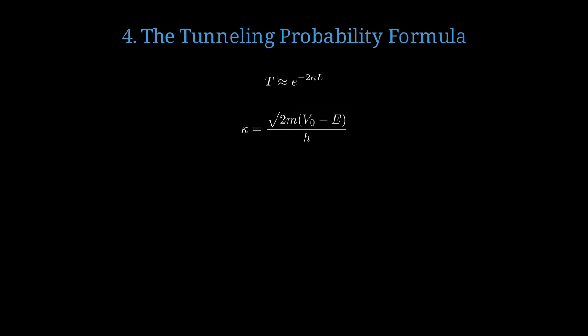Now we arrive at the heart of quantum tunneling, the probability that an electron can pass through a barrier. The tunneling probability T is approximately exponential in -2 kappa L, where L is the barrier width. Here, kappa equals the square root of 2m times (V0 minus E), divided by h bar. This is the decay constant inside the barrier.